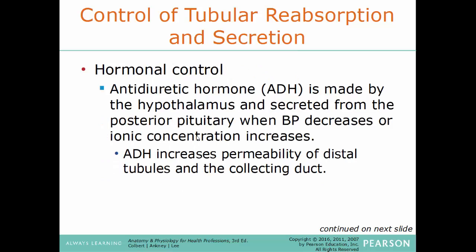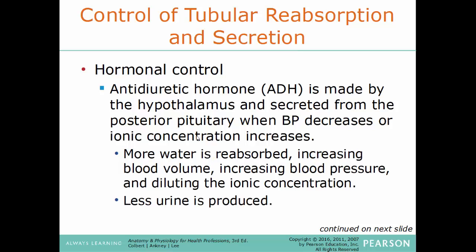First, we'll talk about hormonal control. ADH, antidiuretic hormone, is a hormone that's made in the hypothalamus of the brain and secreted from the posterior lobe of the pituitary gland when blood pressure decreases or when there's an ionic concentration that increases. Now, ADH will increase the permeability of the distal tubules and of the collecting duct. This will help you to conserve water. A diuretic is a medication that makes you urinate more. So antidiuretic will help you conserve water and make you urinate less.